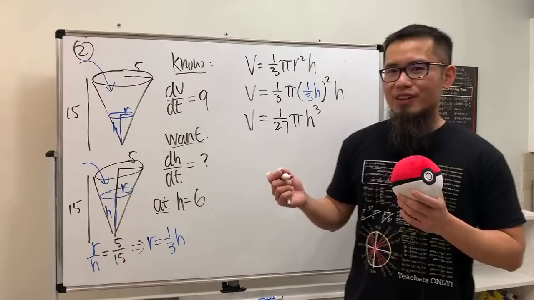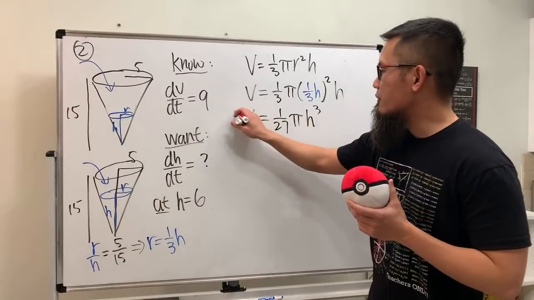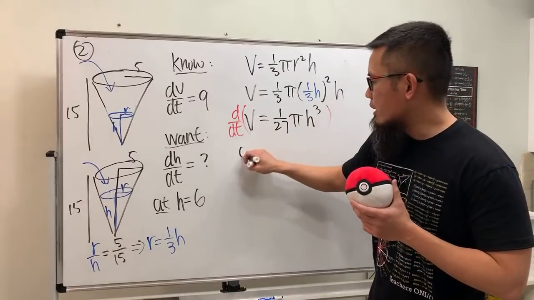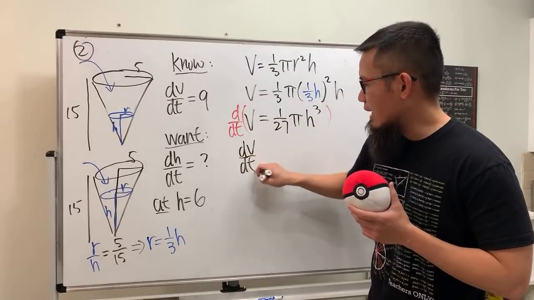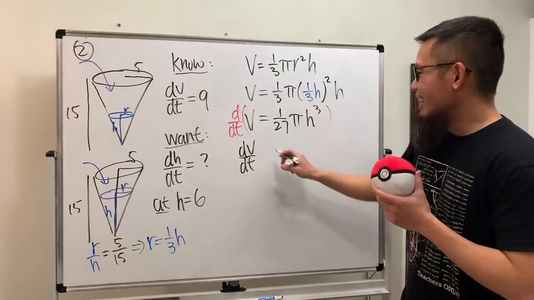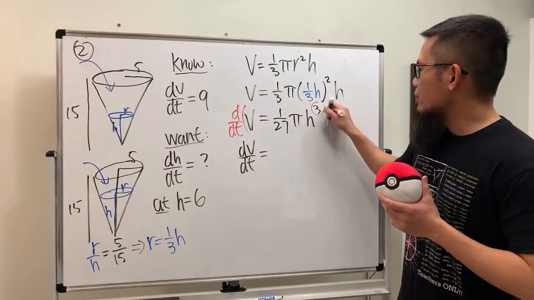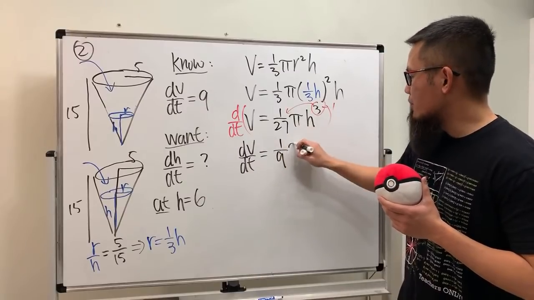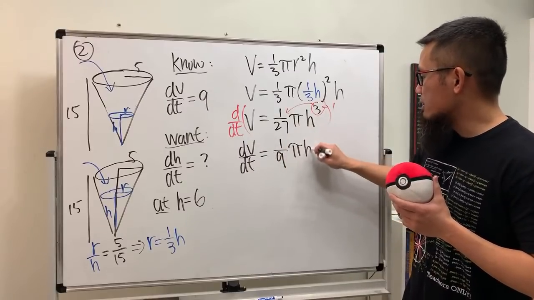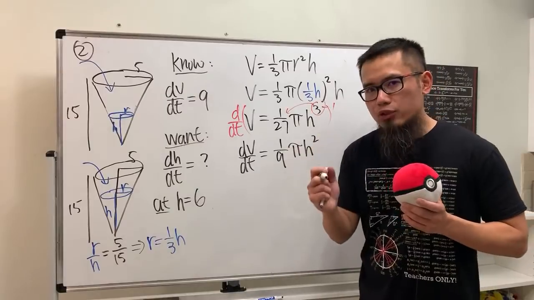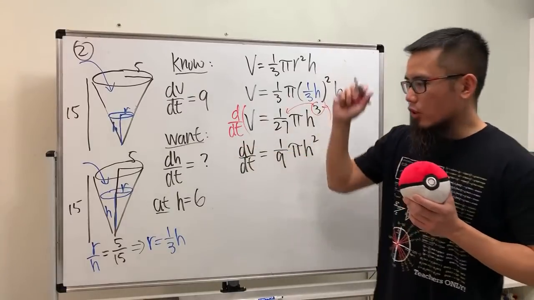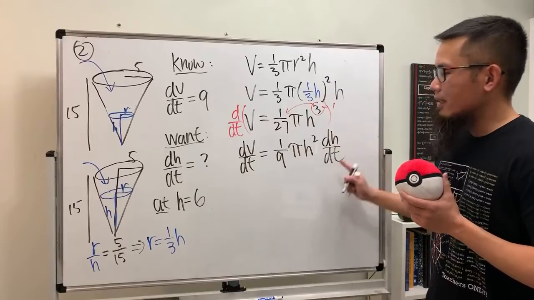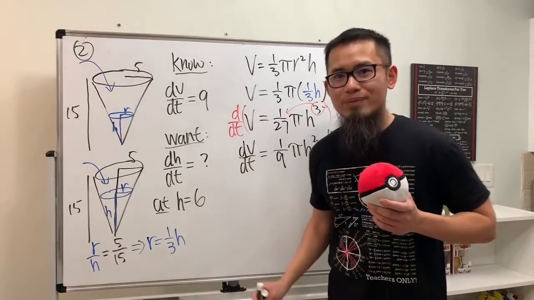Now we can do our favorite thing. Namely, we are going to look at this and differentiate this with respect to time. And as you can see right here, we get dV/dt. Very nice. And then bring the power to the front and then subtract 1, so this becomes 1/9. Pi is just a constant, you keep it, and then this becomes h squared. And remember, h is a function of time because it changes over time. So here you multiply by dh/dt, and that's exactly what we are trying to look for.